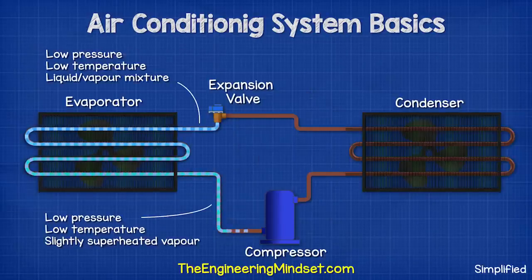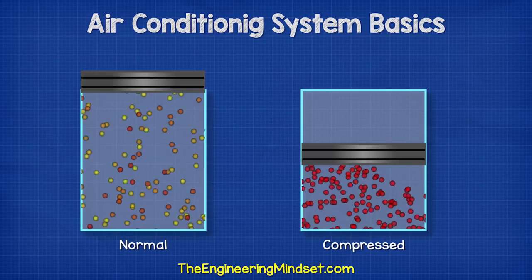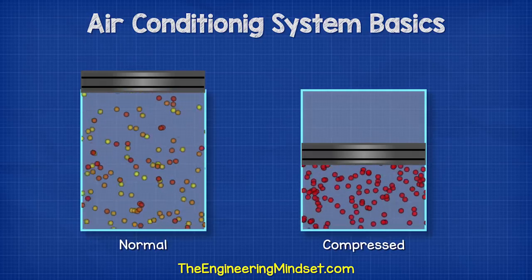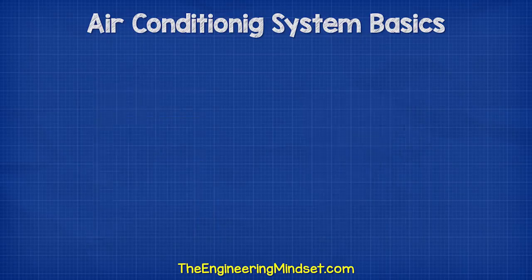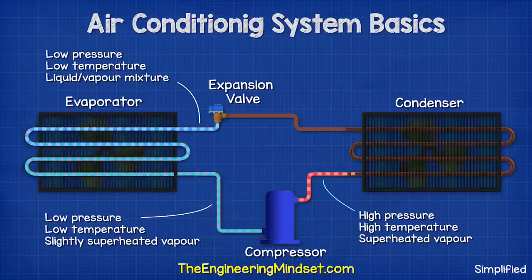The compressor sucks in the refrigerant, which is leaving the evaporator as a low pressure, low temperature, slightly superheated vapor. It then squeezes this together into a much smaller space, and so the pressure increases. All the heat which was picked up in the evaporator is now contained in a much smaller volume, so the temperature will increase. This is very important, and we will see why in just a moment. But if you've ever pumped up a bicycle tire, you will notice the pump becomes hotter as it's compressing the air. The refrigerant is then pushed into the condenser, where it enters as a high pressure, high temperature, superheated vapor.